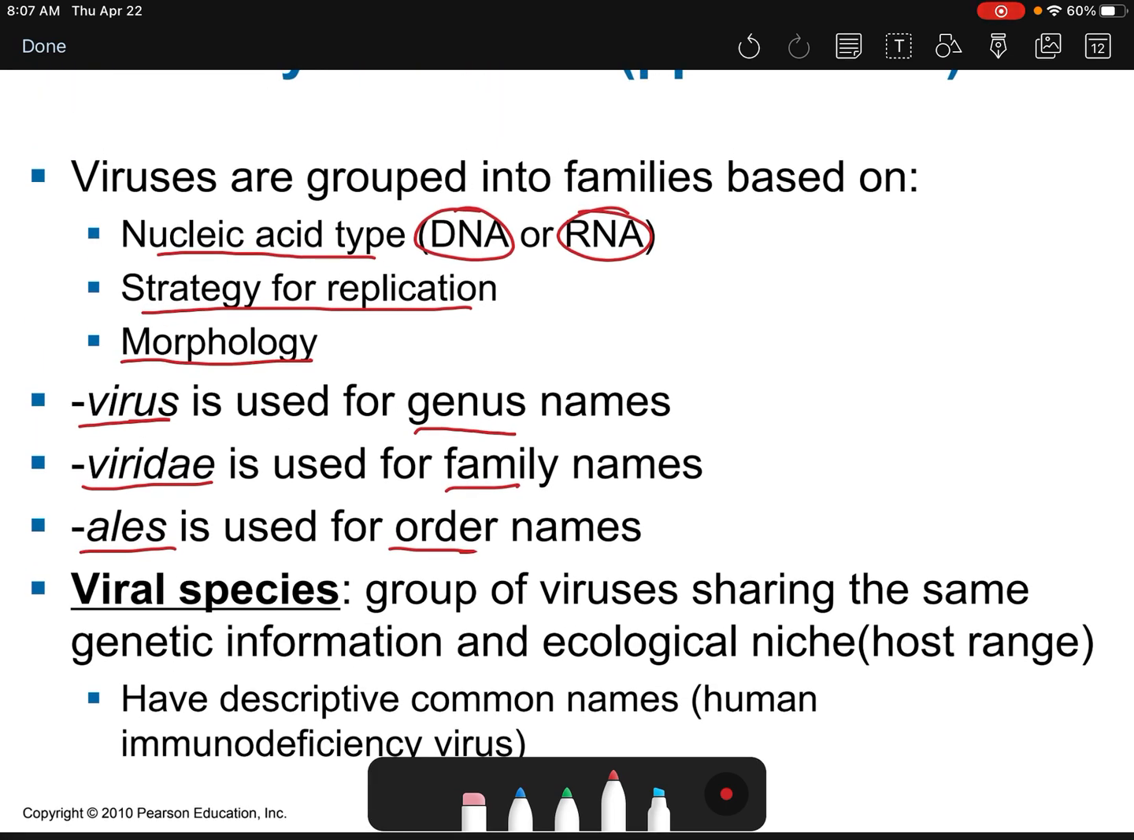When we use the term viral species, we're just talking about groups of viruses sharing the same genetic information and the same host range, meaning they would infect the same host and probably the same type of cell in the host. And usually they have more descriptive common names, like human immunodeficiency virus, the virus that causes AIDS. Okay, so that's the first little part here for Chapter 13 on viruses.